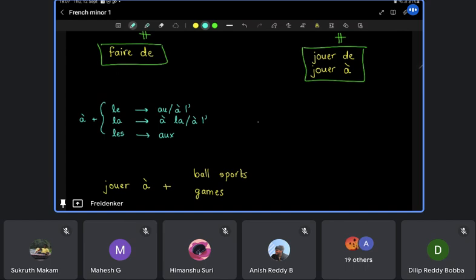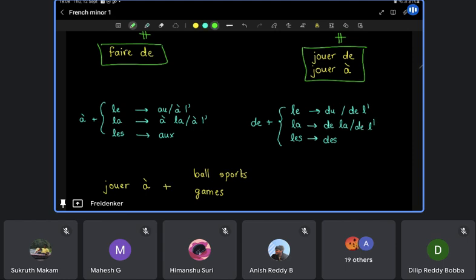So the other example is when you have de coming up, you have a similar formula sheet. If you have masculine, feminine, plural, so this changes to du. This changes to nothing. It remains the same. The other thing is it becomes des. In case it begins with a vowel, you might have to write this.